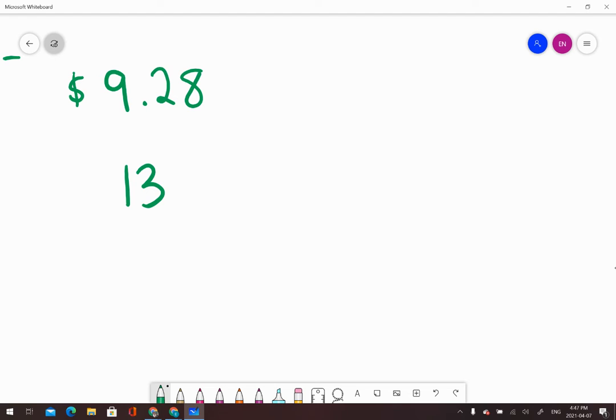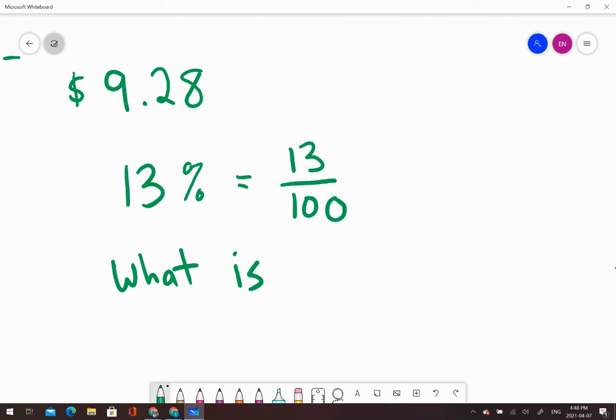Now, 13% can also be written as the fraction 13 out of 100. Remember that percent means out of 100. What I can think about is trying to figure out what 1/100th is and working from there. So I'm going to try to find out what is 1/100th of $9.28.